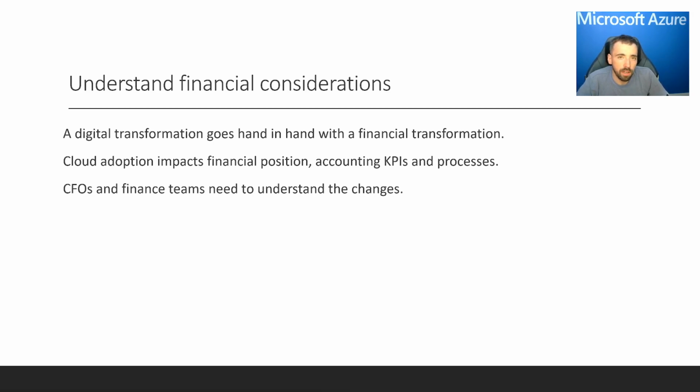Then we have understanding financial considerations. Financially, cloud is a fundamental shift. When we've got an on-premises environment, we've typically got a capital expenditure model. We spend a lot of money, maybe at 3 or 5 year intervals, buying hardware. We have a project to set it up and configure it, and there's a lot of capital expense around that time. But then over 5 years, the outgoings are lower for maintenance.